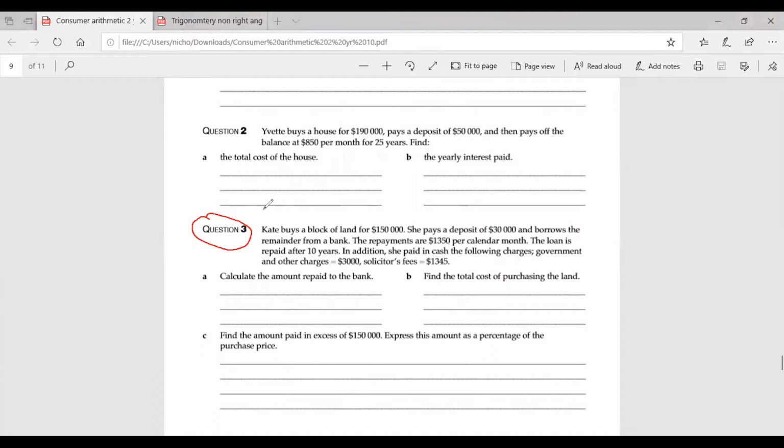So Kate buys a block of land for $150,000. She pays a deposit of $30,000 and borrows the remainder from the bank. The repayments are $1,350 per calendar month. The loan is repaid after 10 years. In addition, she paid in cash the following charges: $3,000 for government charges and $1,345 for solicitor fees. Calculate the amount she repaid to the bank. So how would you do that?